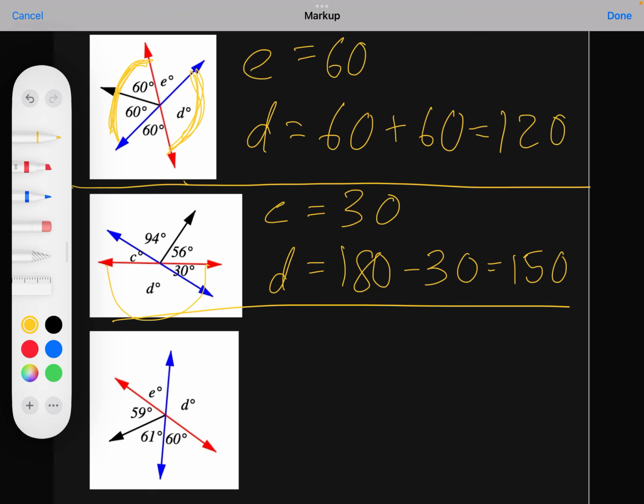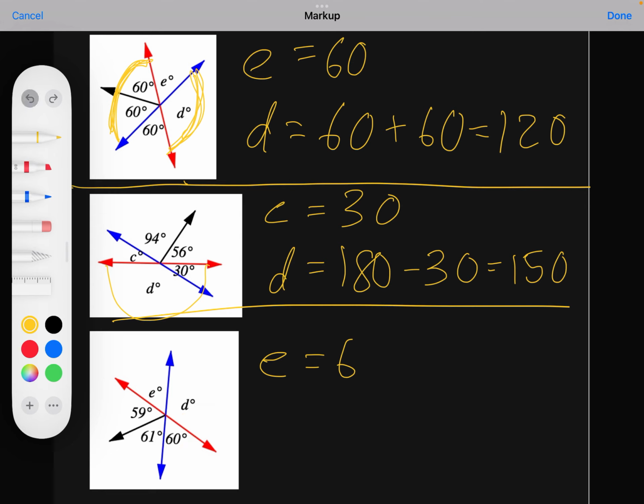And for the last one, people have struggled a decent amount with this, but it's actually pretty much the same. You could do this in really three different ways. You could do it the ways we just talked about. E is 60 because it's vertical to this 60-degree angle. It's the same as that 60-degree angle.